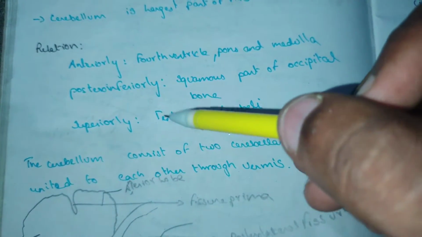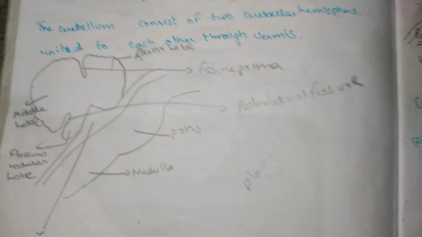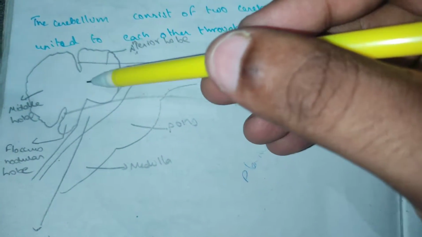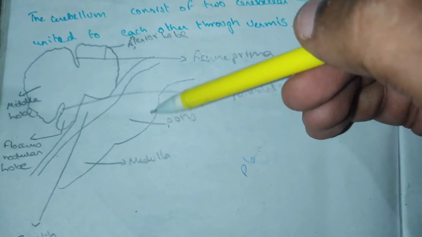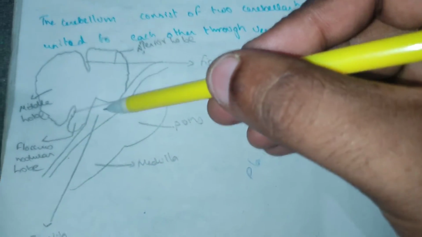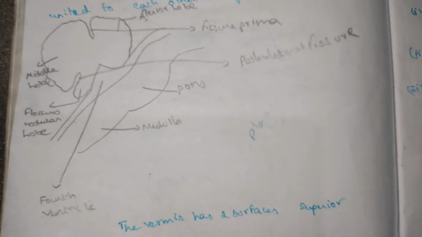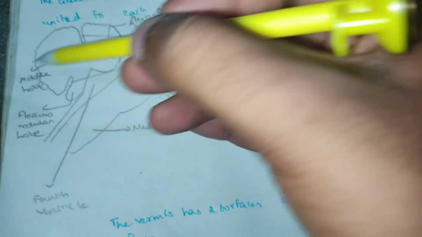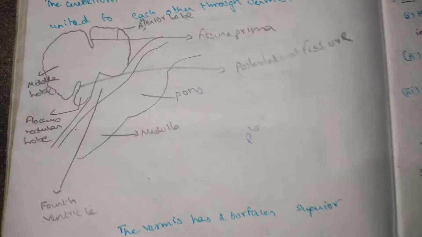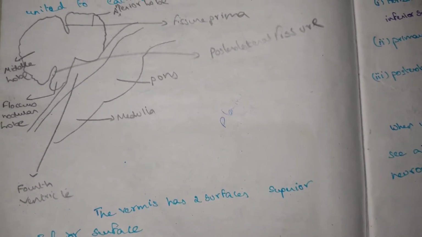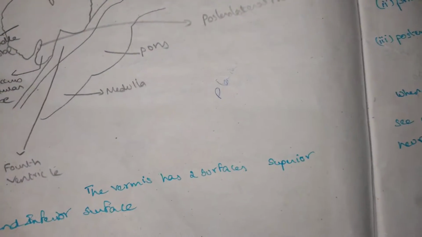Now we will see the relations in the diagrammatic view. This is the cerebellum. Anterior to it there is the fourth ventricle, pons and medulla. Postero-inferiorly, at the backside, it has the squamous part of the occipital bone. Superiorly, there is the tentorium cerebelli.